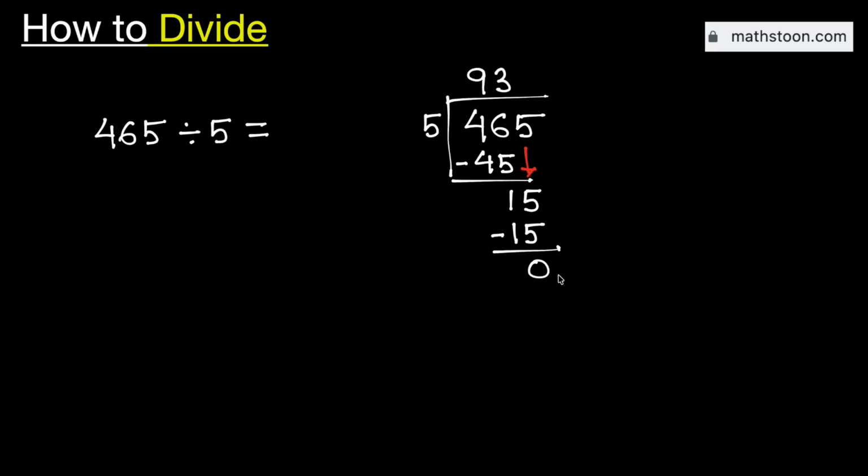As we have no number to bring down here and got the number 0, we will stop. Therefore, 465 divided by 5 is equal to 93. And this is our final answer.